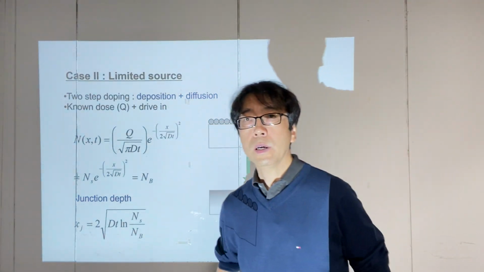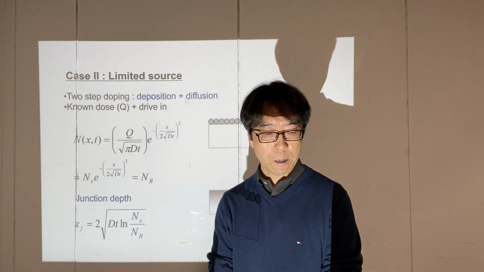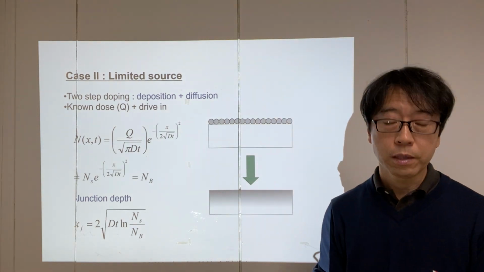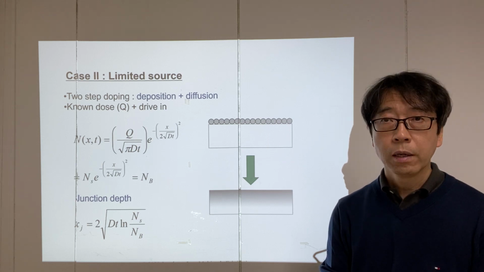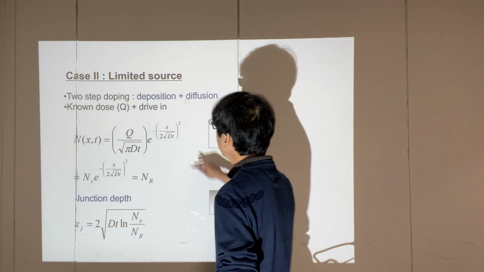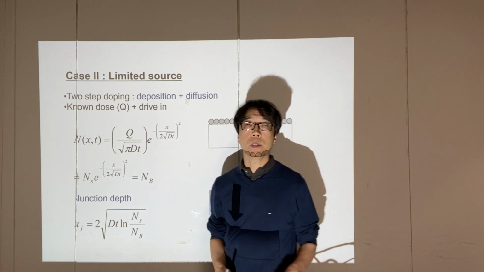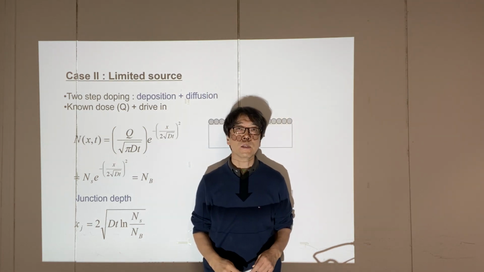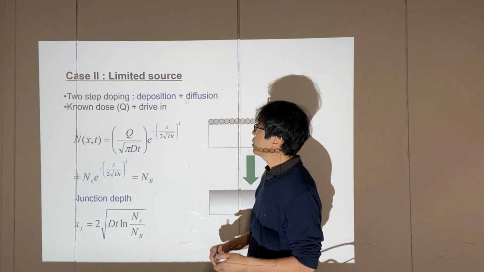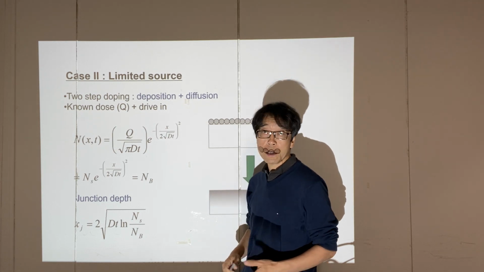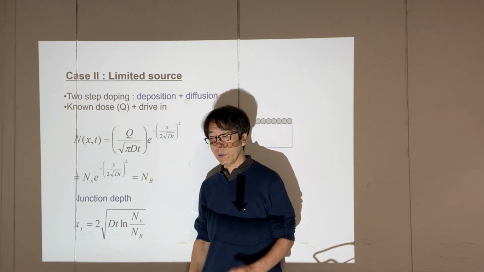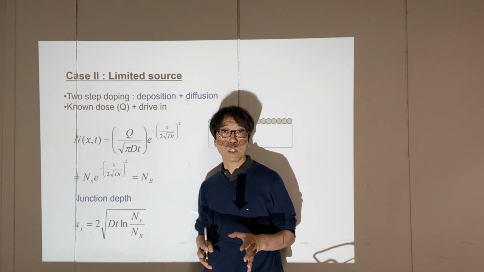Compared with the constant source at the surface, we can control the amount of source at the surface. It's called the limited source case. In this case, the doping occurs in a two-step process. First, deposition of the impurities all over the surface, and then driving this deposition using a thermal process. That's a diffusion process. That's what you saw last time when you had a tour in the clean room. When you looked at the furnace, one of the furnaces they used was actually a drive-in furnace.